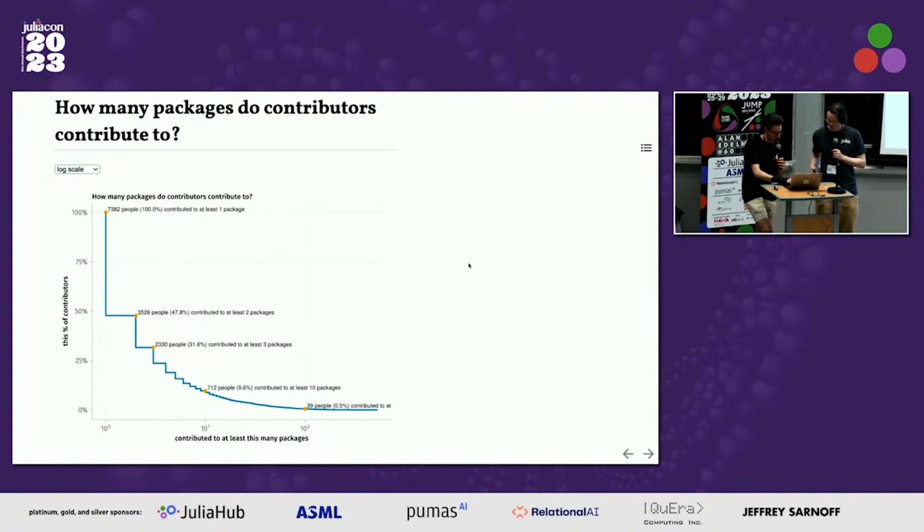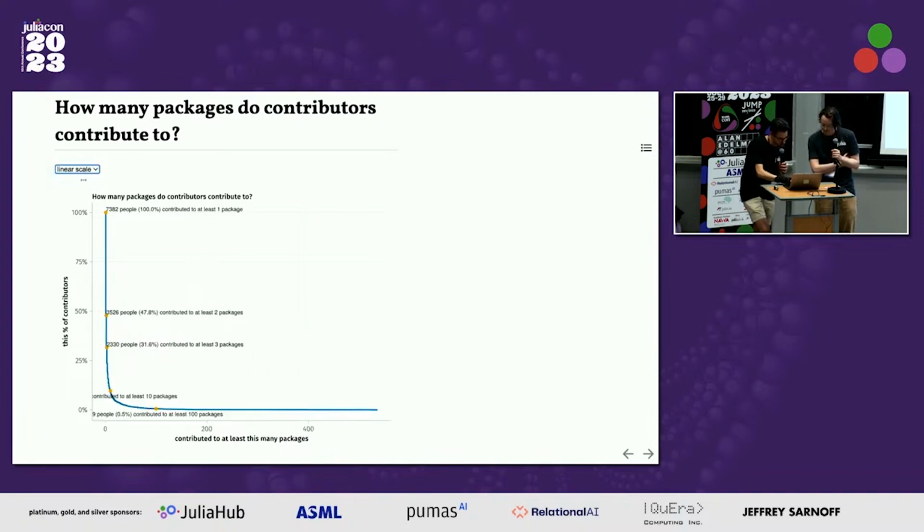So again, around 7,000 people contributed to at least one package. 3,500 contributed to at least 2 packages, and this one is cut off maybe in the linear scale. So 39 people contributed to at least 100 packages.